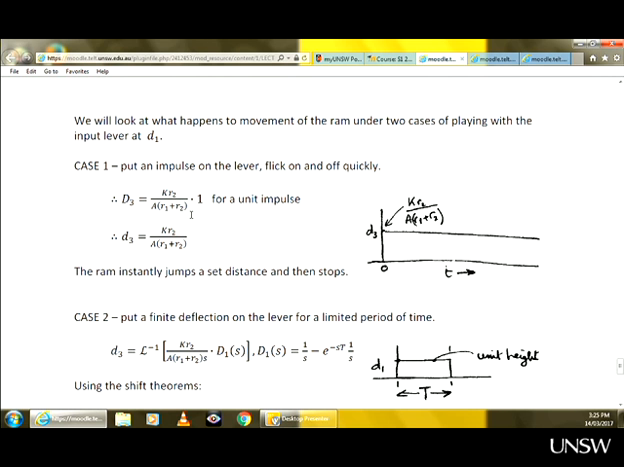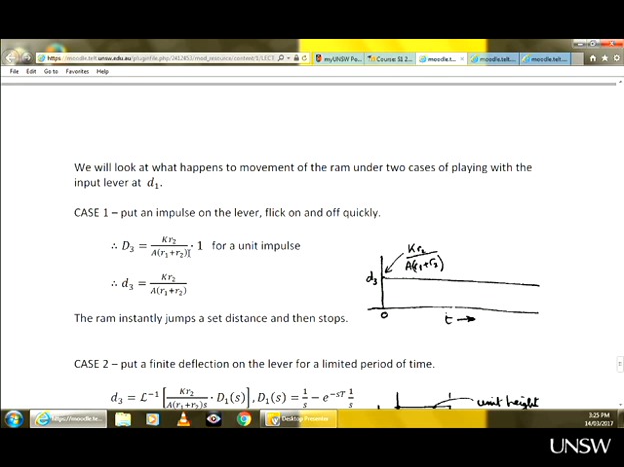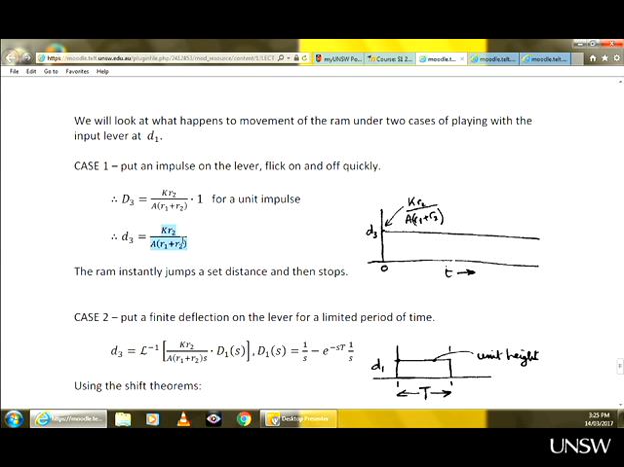Okay, S is missing here. Apologies for this. So the transfer function is K R2 over A times R1 plus R2 times S, with the S down here. Times input, but the input is an impulse. We assumed a unit impulse for simplicity. The output now becomes a constant times u of t, obviously a step function. So it becomes a step function.